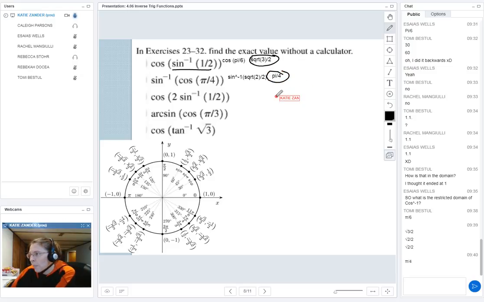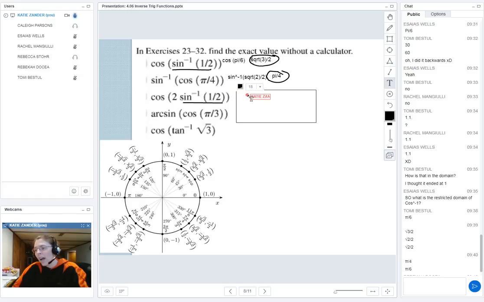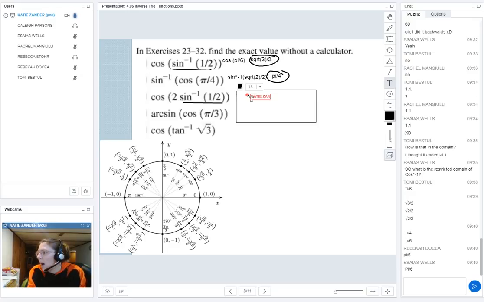Good. How about the next one? Let's start on the inside here, and then we'll apply the 2 in a moment. What was sine inverse of 1/2? That seems to be a very common example they like to use. Yeah, we've done that one many a times today already. Pi over 6. So we're going to do cosine of 2 times pi over 6. Well, what does 2 times pi over 6 reduce to?